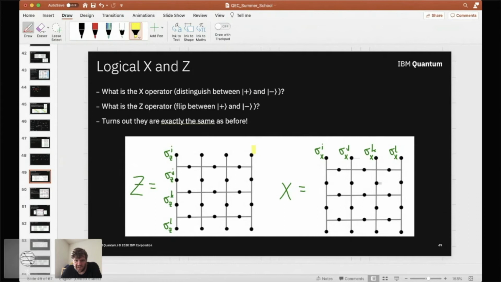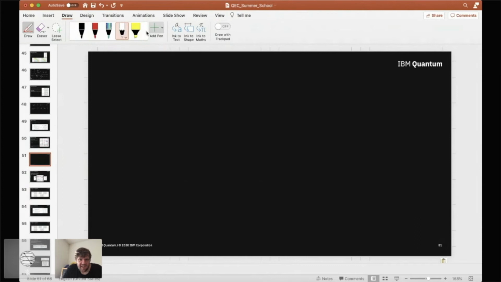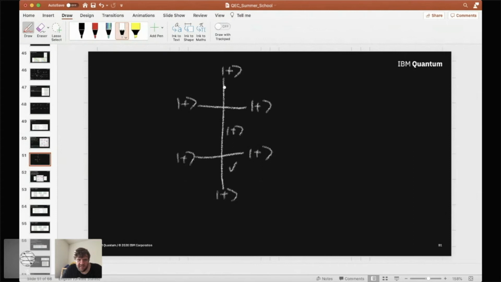So before putting it all together, let's look at the effects of errors on this. The effects of errors will be that, well, we might have a pair of plaquettes which are perfectly happy. Perhaps they've got plus states all around. And so you look at both of them and they'll both tell you even parity, good, even parity, good. Now, let's say you come along and do an X error here. Well, X acting on plus gives you plus, so it does nothing. It doesn't detect the X error.